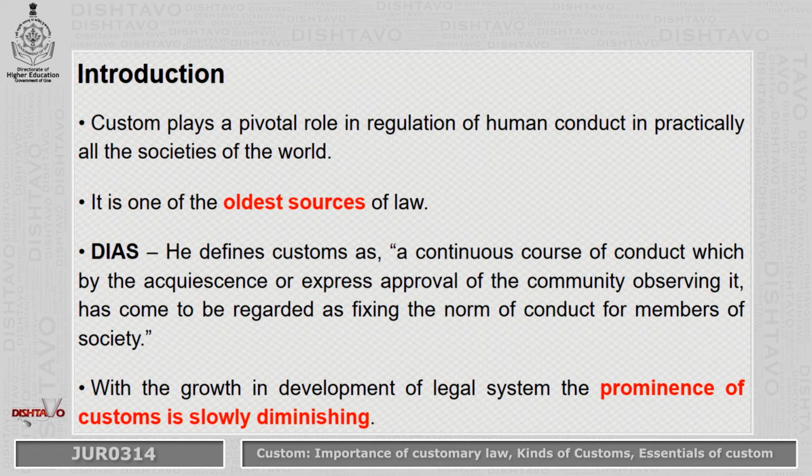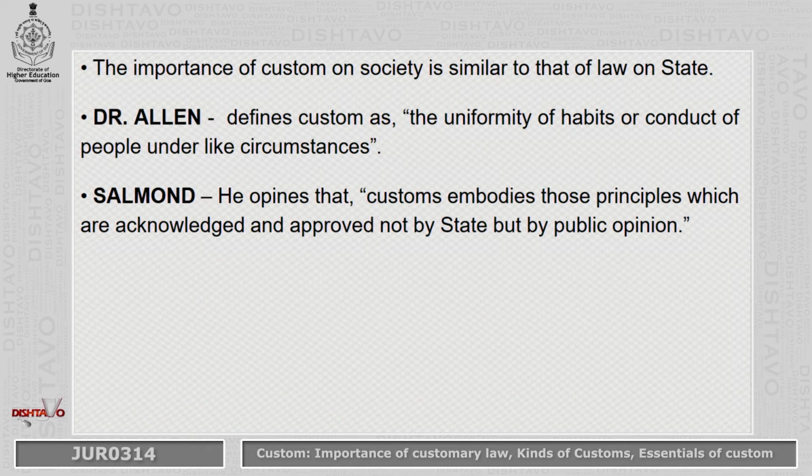Introduction. Customs play a pivotal role in regulation of human conduct in practically all societies of the world. It is one of the oldest sources of law. Customs have been defined by Dias in the following words: a continuous course of conduct which by the acquiescence or express approval of the community observing it has come to be regarded as fixing the norm of conduct for members of the society. With the growth and development of legal system, the prominence of customs is seen to be slowly diminishing. The importance of custom on society is similar to that of law on state.